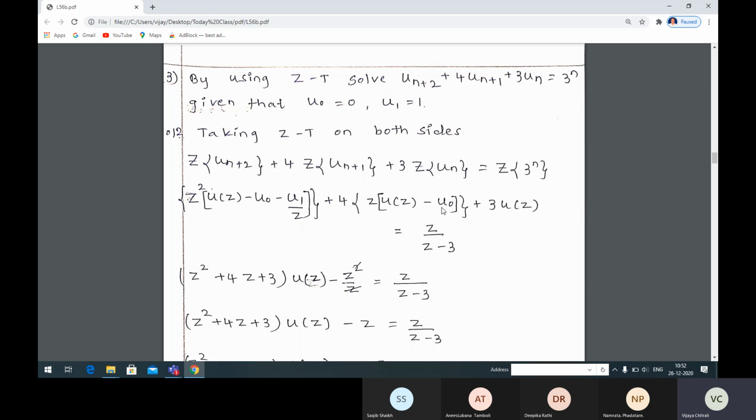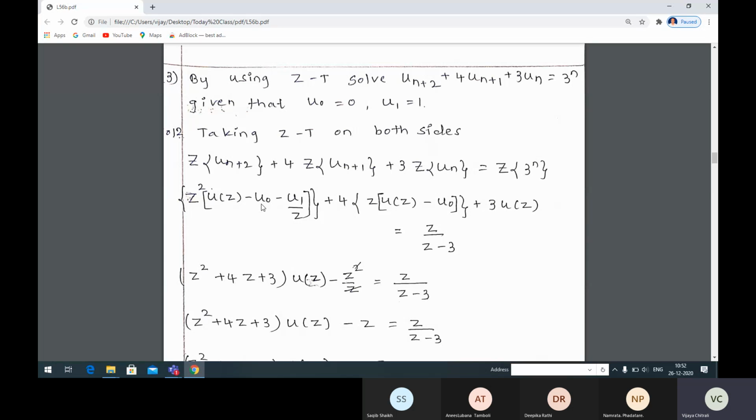So the coefficients of u of z: for the first term we have u of z, and its coefficient is z square plus 4. The coefficient of the next u of z is z, so plus 4z, and the coefficient of the last u of z is 3. So z square plus 4z plus 3 times u of z, right?